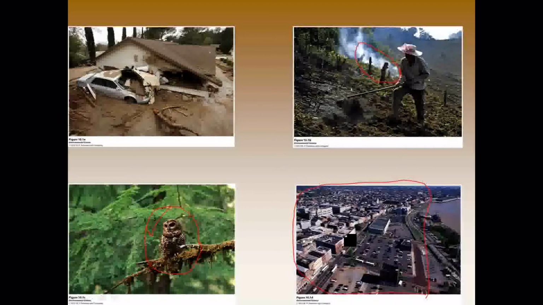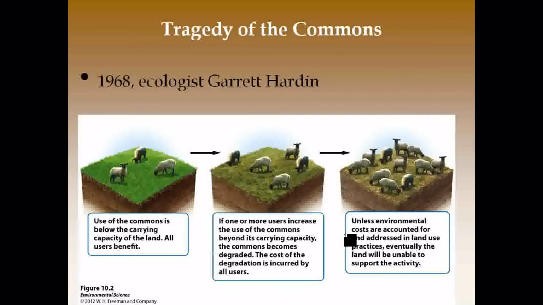But first, a very, very important concept in environmental science. It is called the tragedy of the commons. This is a term that was coined by ecologist Garrett Hardin. In fact, you should remember that Hardin is the guy that coined this term, tragedy of the commons. And what is a common? A common is any public area. Nobody owns it, but everybody uses it.